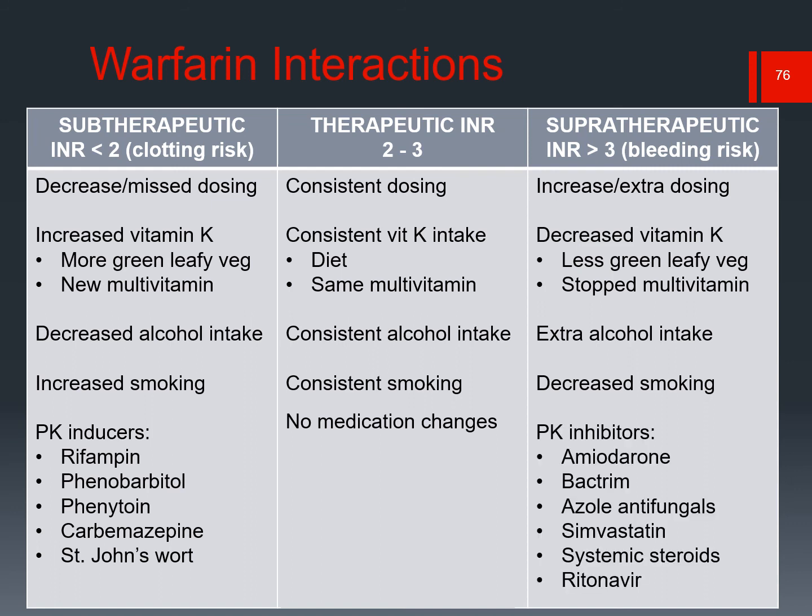In opposition to that side, we have our pharmacokinetic inhibitors. These are drugs that will inhibit the metabolism of warfarin, thereby causing an elevation in INR. We have our notorious amiodarone and Bactrim.